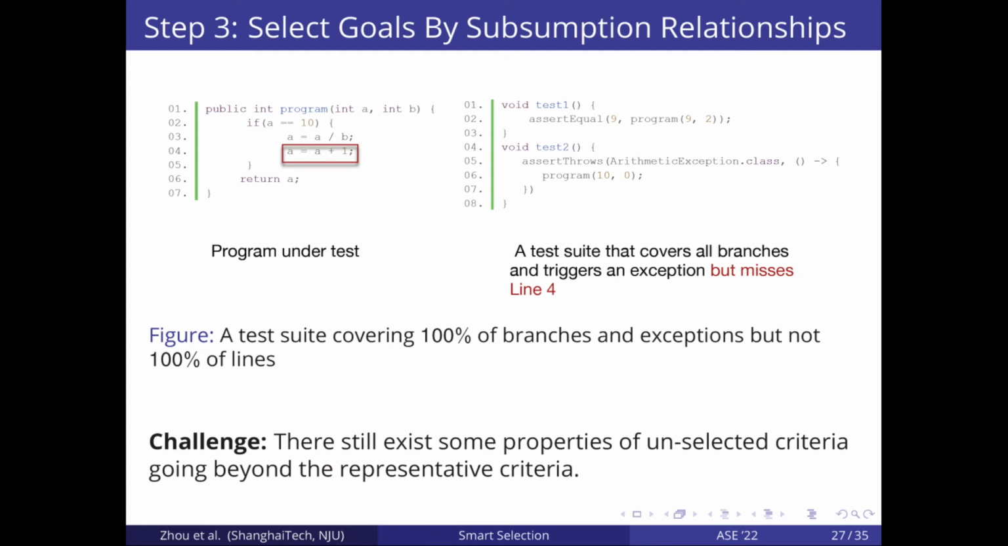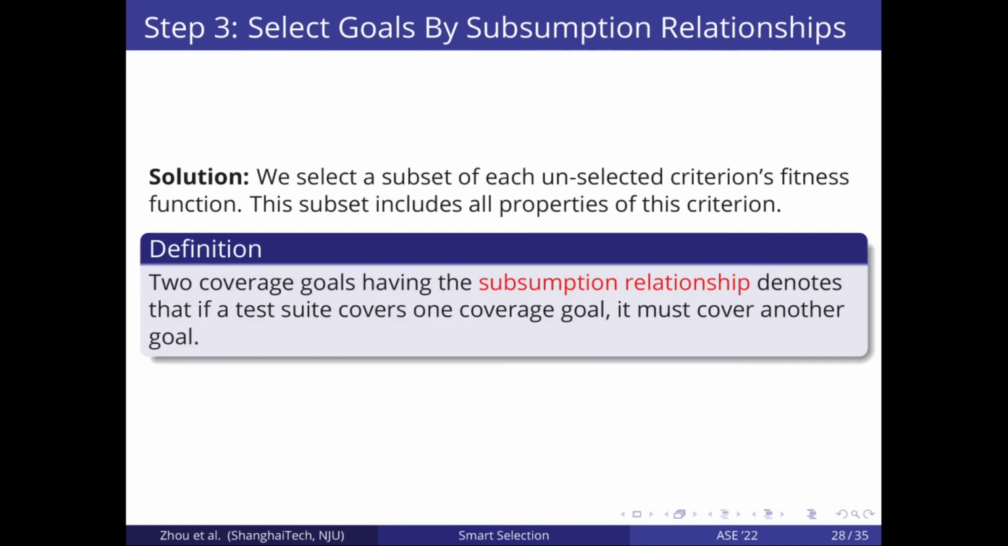So here is the challenge. There are some properties of unselected criteria going beyond the representative ones. To overcome this challenge, we select a subset from each unselected criterion's fitness functions. This subset includes all properties of this criterion. To make it, we introduce a new concept, the subsumption relationship.